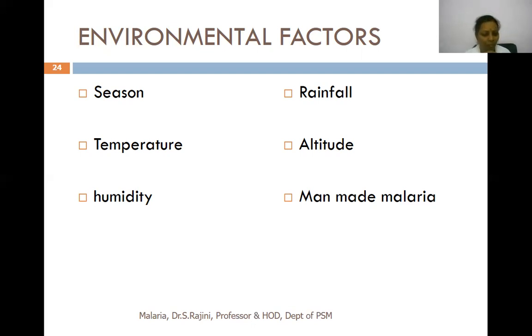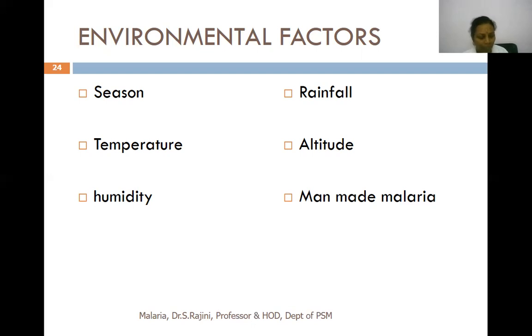Okay, so coming to the environmental factors, season. It's a seasonal disease where it is very common from July to November. So July to November where there is heavy rainfall. And temperature, so it's common between 20 to 30 degrees centigrade. So this temperature is very favorable for the mosquitoes to breed.